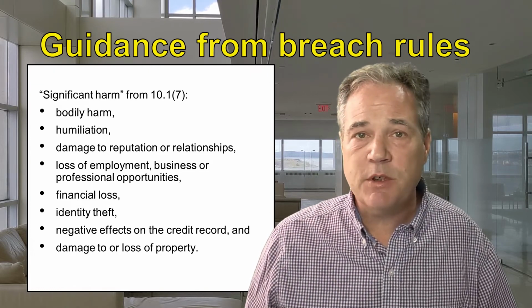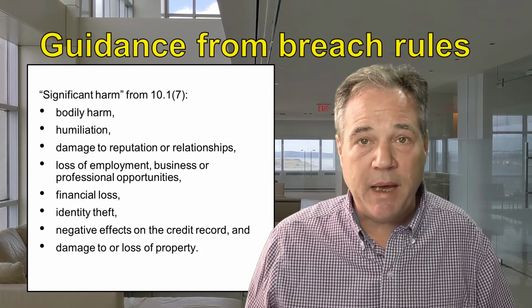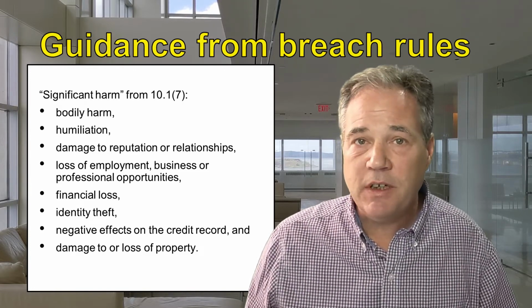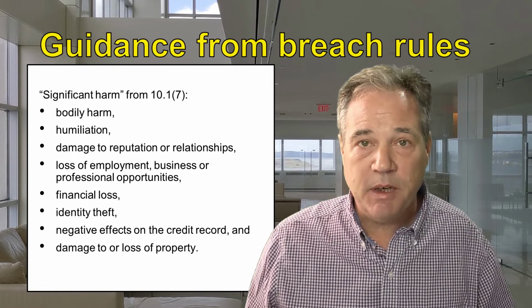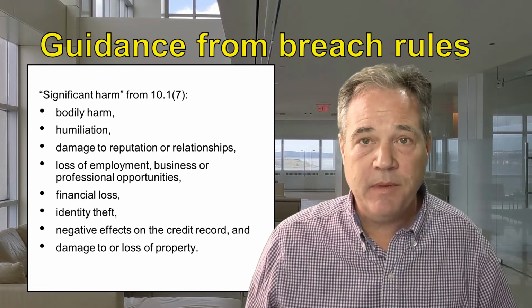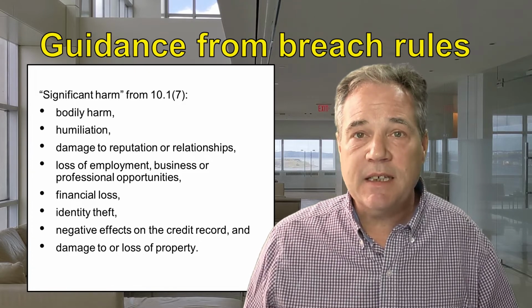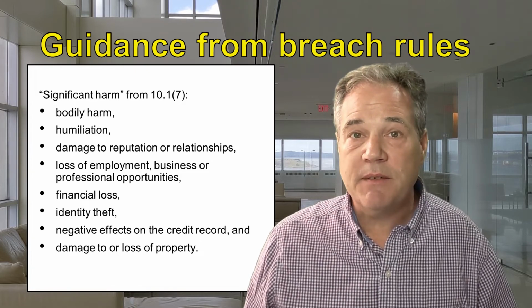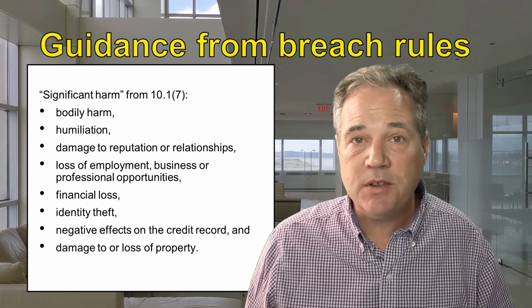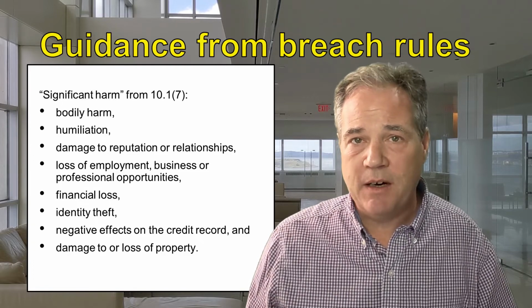So if a list of customers of a bank is acquired by a bad actor, that bad actor can use that list to send phishing emails pretending to be from the bank. It puts them at a risk of financial loss. If that list came from a dating website, it puts them at risk of damage to reputation or humiliation. So context really matters here.